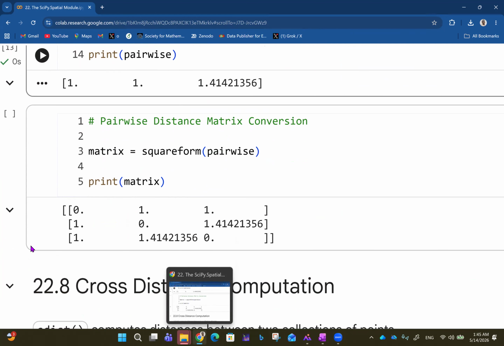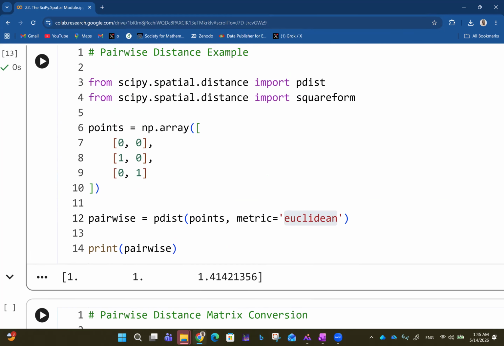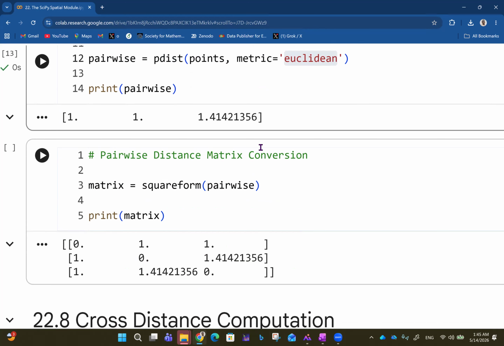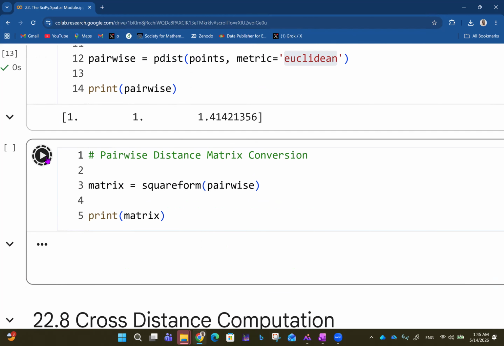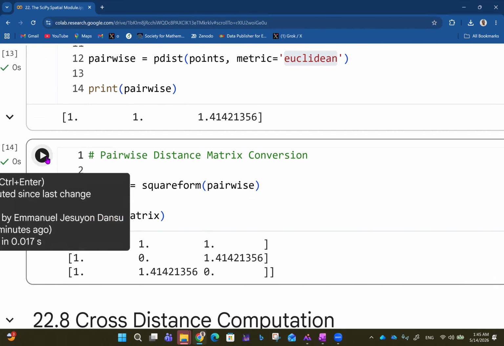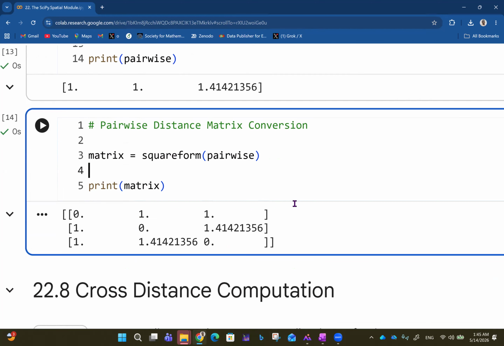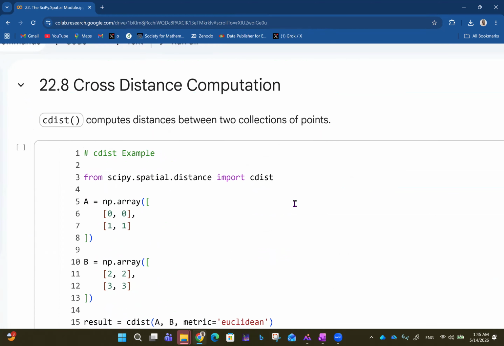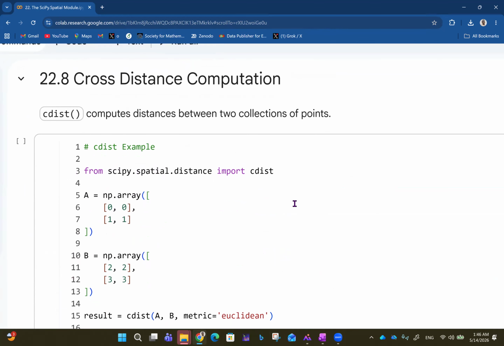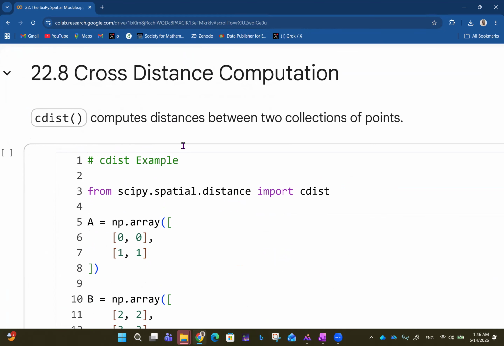So for the pairwise distance, you have your pdist here, and using Euclidean, you get this. Then for pairwise distance matrix conversion, you have the squareform. So you have 0, 1, 1, 1, 0, square root of 2. This is 1.41 for the square root of 2. Then you have 1, root 2, 0, like this. The math behind this, you can imagine how tedious it can be, but thankfully, computing helps to simplify some of these mathematically expensive, computationally expensive ideas.